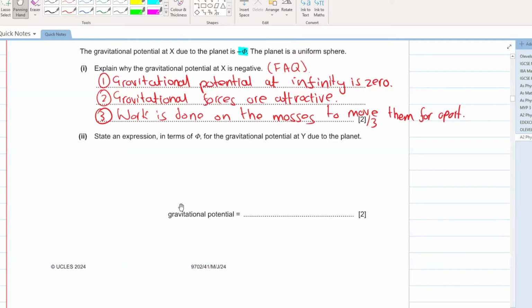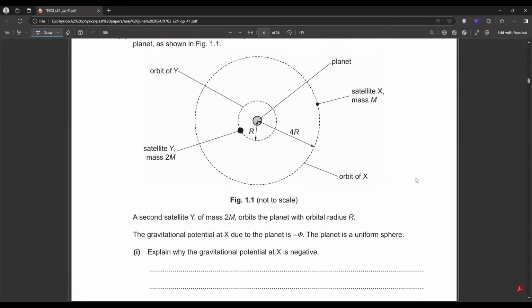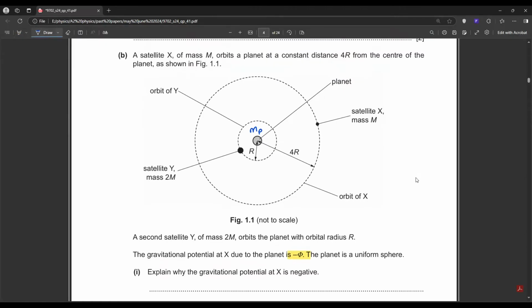State an expression in terms of phi for the gravitational potential at y due to the planet. Wow, what a beautiful question again. So let's say the mass of the planet is mp. We know that the gravitational potential at x is negative phi.